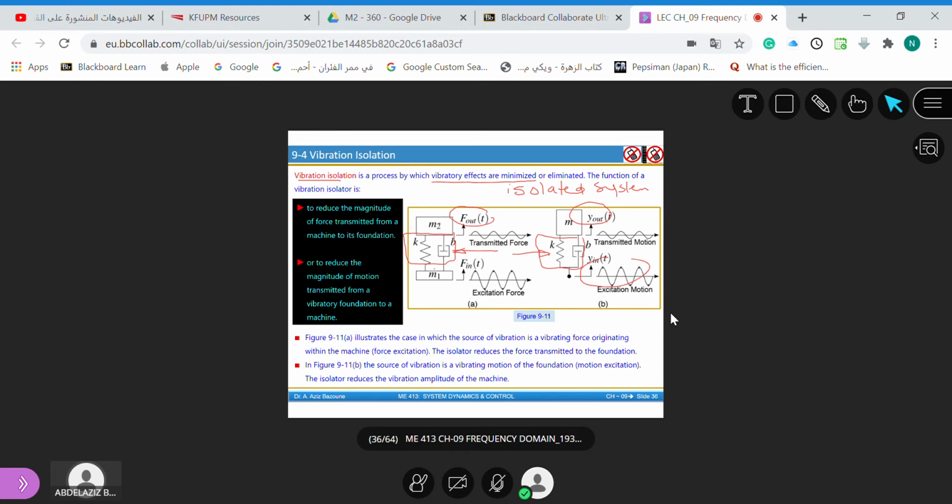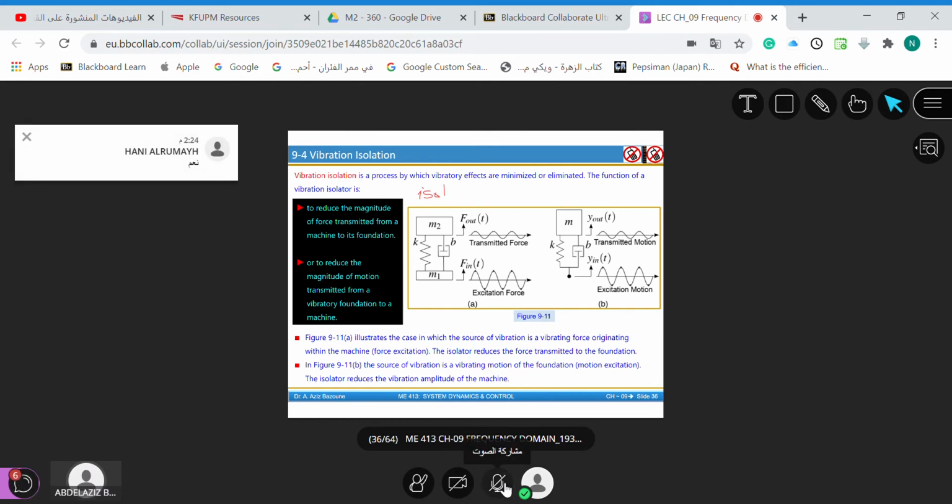What is an isolator in Arabic? Isolator. Do you agree with your answer? One of your friends said, isolator.